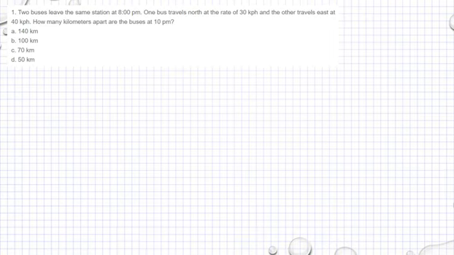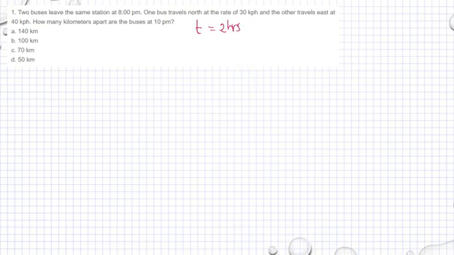Two buses leave the same station at 8 p.m. One bus travels north at the rate of 30 km per hour, and the other travels east at 40 km per hour. How many kilometers apart are the buses at 10 p.m.? That means 8 p.m. to 10 p.m. Then our time now is 2 hours.